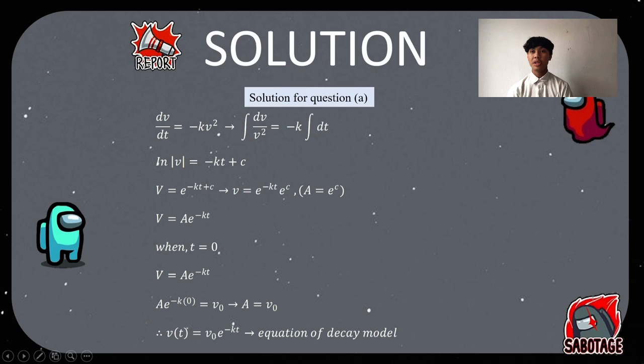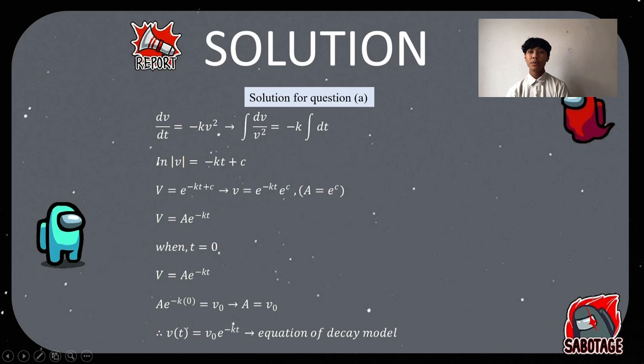Okay, I will present question 3 part B in solution. In this question, we have two questions. We need to solve question A first. Okay, in question A, we need to get the equation dv over dt equal to negative kv squared. After that, we need to integrate the equation, and then we will get ln v equal to negative kt plus c. After that, we need to get rid of the ln.